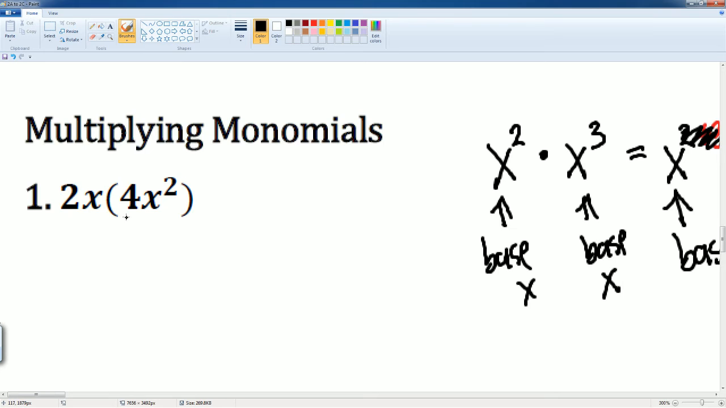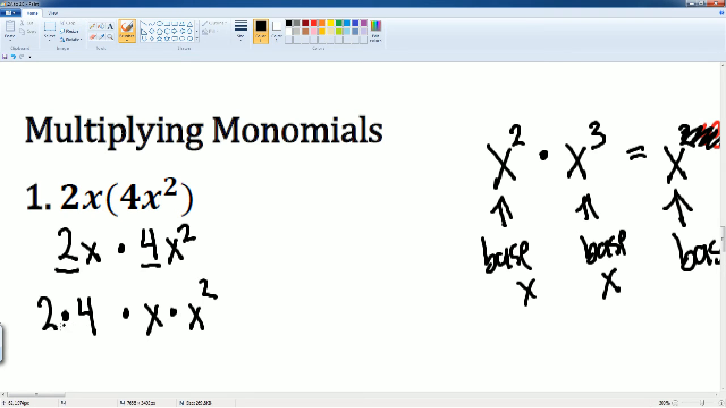So we have 2x times 4x squared. Okay, so we have the 2 and the 4, so 2 times 4. Then I'm going to times x squared. 2 times 4 is just 8. X times x squared, there's really a 1 here, so we write x 1 plus 2, but we know what 1 plus 2 is. 1 plus 2 is 3, and we can just say it is x to the third. So it's 8x to the third.